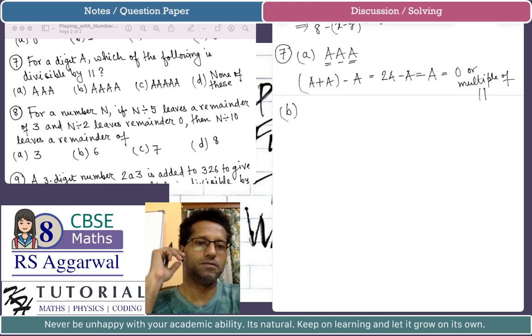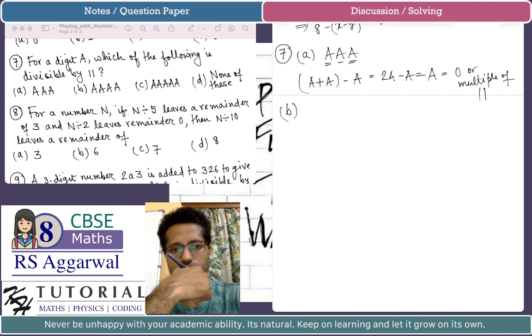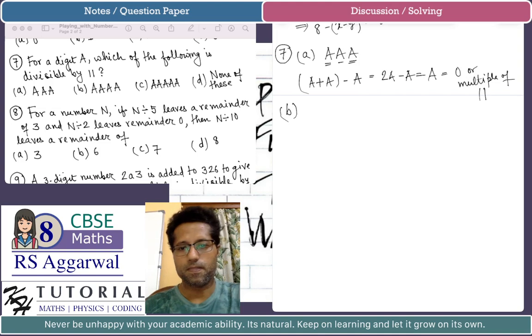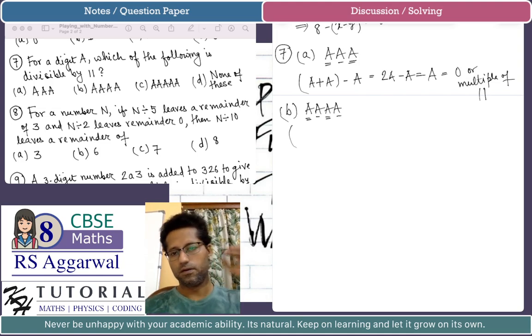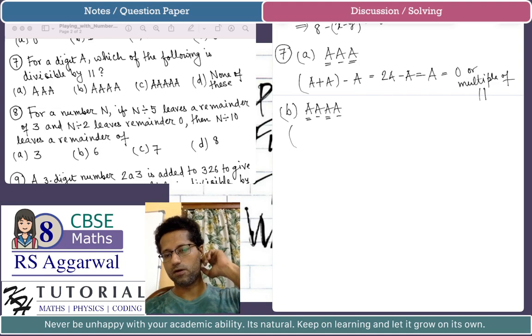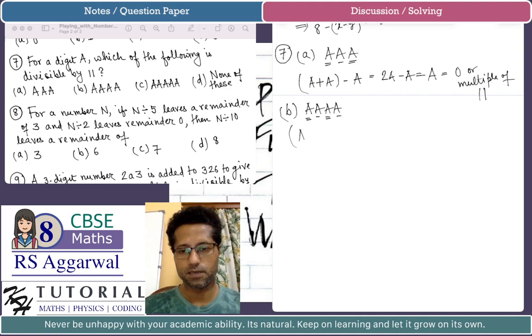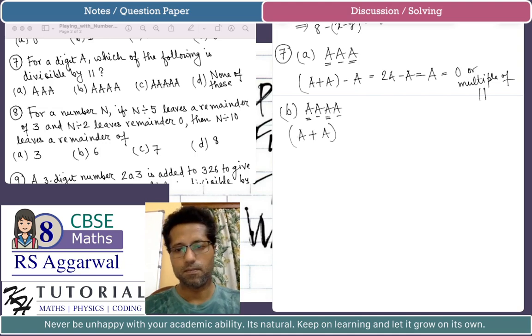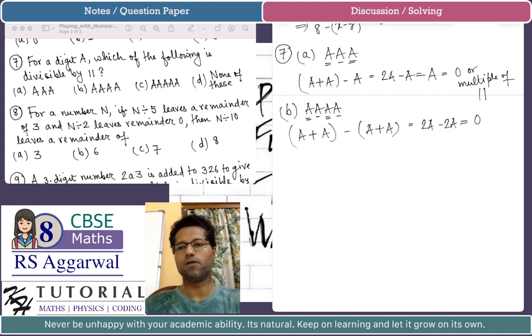Then which of the following is divisible by 11 for a digit A? Now for B, the number is AAAA. So the difference of the sum of the digits at odd places and the sum of the digits at even places becomes A plus A minus A plus A. This is clearly 2A minus 2A, which is clearly 0 irrespective of the digit A.